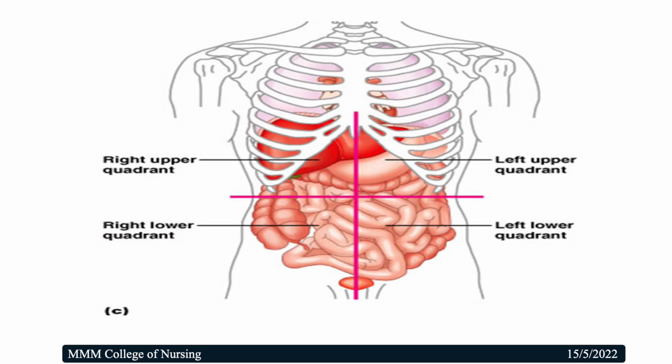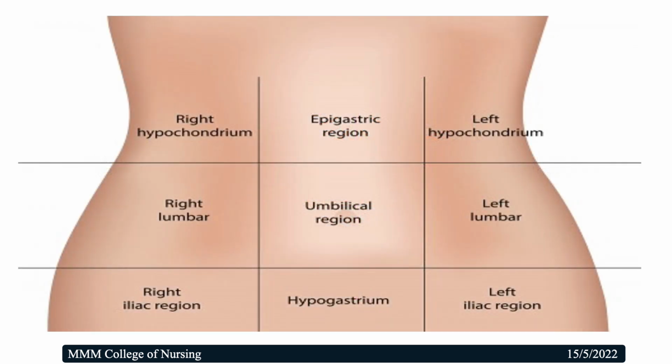The 4 quadrants are the right upper quadrant, the left upper quadrant, the right lower quadrant, and the left lower quadrant. The 9 regions of the abdomen are the right hypochondriac region, the epigastric region, the left hypochondriac region, the right lumbar region, umbilical region, left lumbar region, right iliac region, hypogastric region, and the left iliac region.